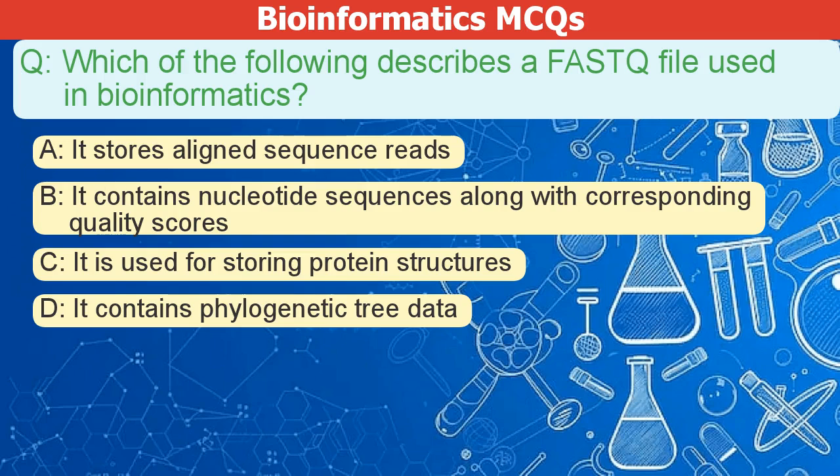Which of the following describes a FASTQ file used in bioinformatics? A. It stores aligned sequence reads. B. It contains nucleotide sequences along with corresponding quality scores. C. It is used for storing protein structures. D. It contains phylogenetic tree data.